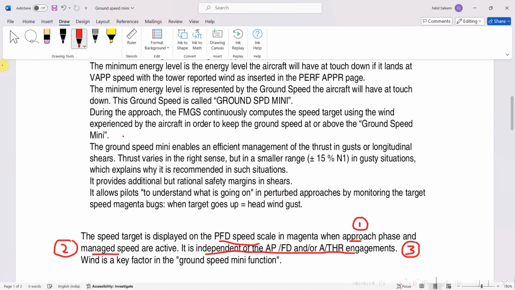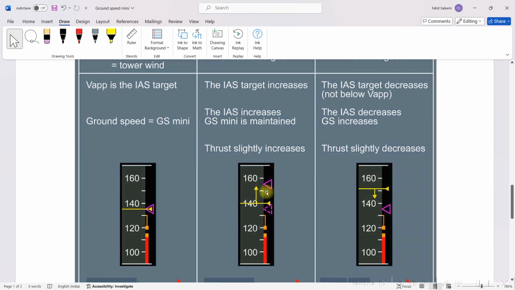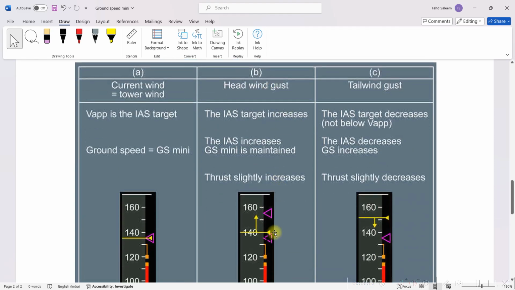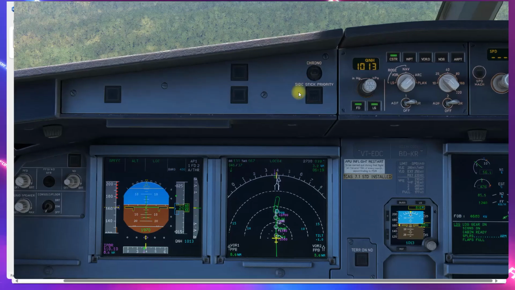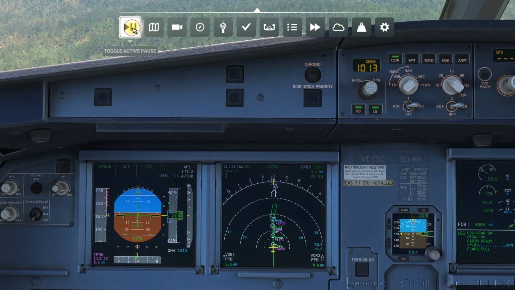Additionally, a point to remember is, if you have stronger headwinds, as you can see over here with the headwind gust, your speed target will automatically increase to cater for the energy dying down at the time of landing. Now let's have a look at how the aircraft performs on the approach with the GS Mini functionality. So let's continue the approach.